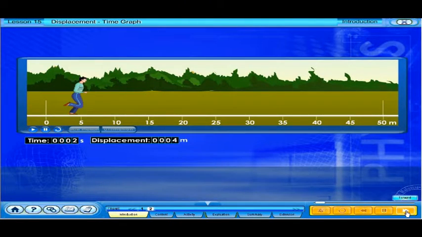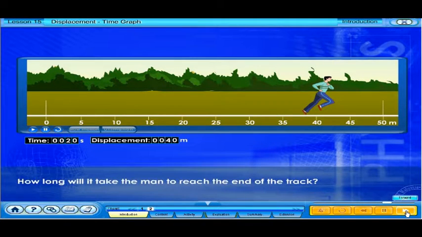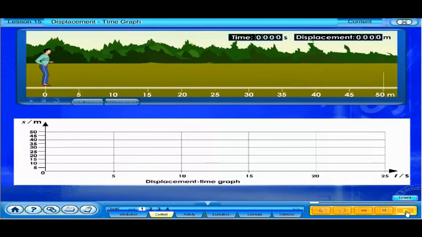This man is jogging along a 50-meter long straight track. How long do you think it will take the man to reach the end of the track if he keeps jogging at the same pace? Let us see the displacement time graph of the man. Click the play button.